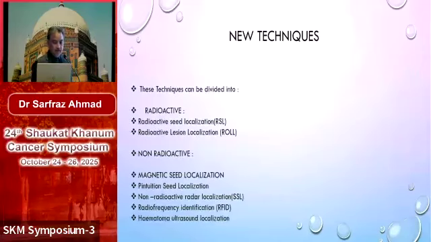So there are newer techniques. These techniques can be divided into two groups, radioactive and non-radioactive. Radioactive techniques include radioactive seed localization, which is called RSL, and radioguided occult lesion localization, which is called ROLL. Non-radioactive techniques include magnetic seed localization, non-radioactive radar localization, which is also called SAVI SCOUT localization, radiofrequency identification tags, and then hematoma ultrasound localization.